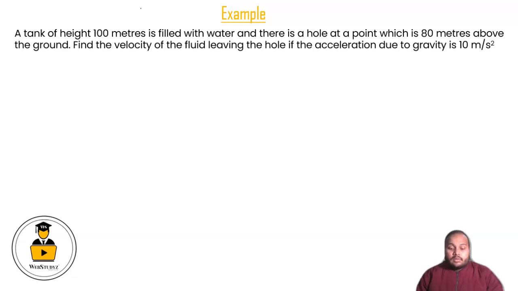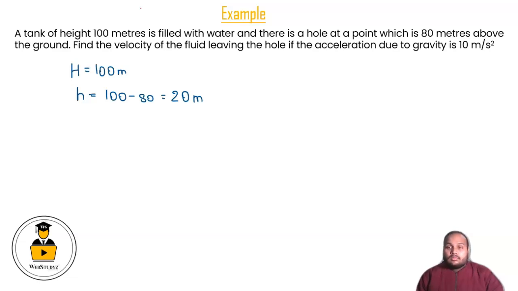Fine. So firstly, what data do we have? We have the height of the tank, capital H equal to 100. Then small h will be capital H, that is 100, minus 80, since the hole is at 80 meters above the ground. So 100 minus 80 gives the height from the reference point. It is equal to 20, small h.